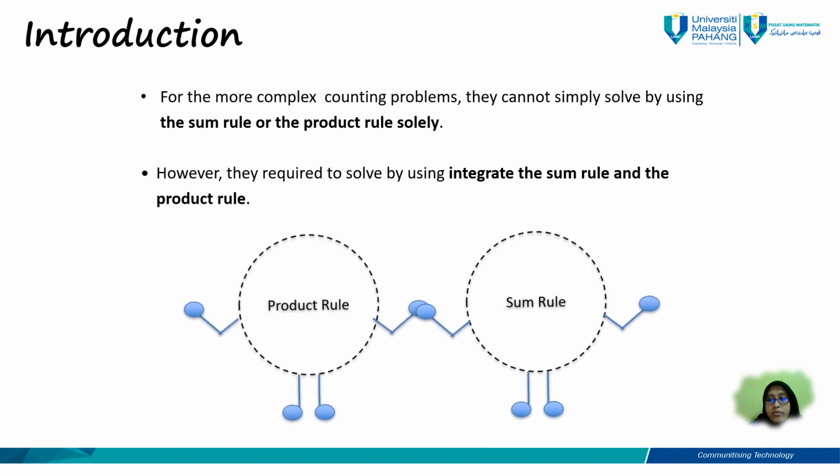I hope everybody still remembers how to solve using the product rule, where the formula is n1 multiplied by n2 until multiplied by nk. While for the sum rule, the formula is n1 plus n2 plus until nk.